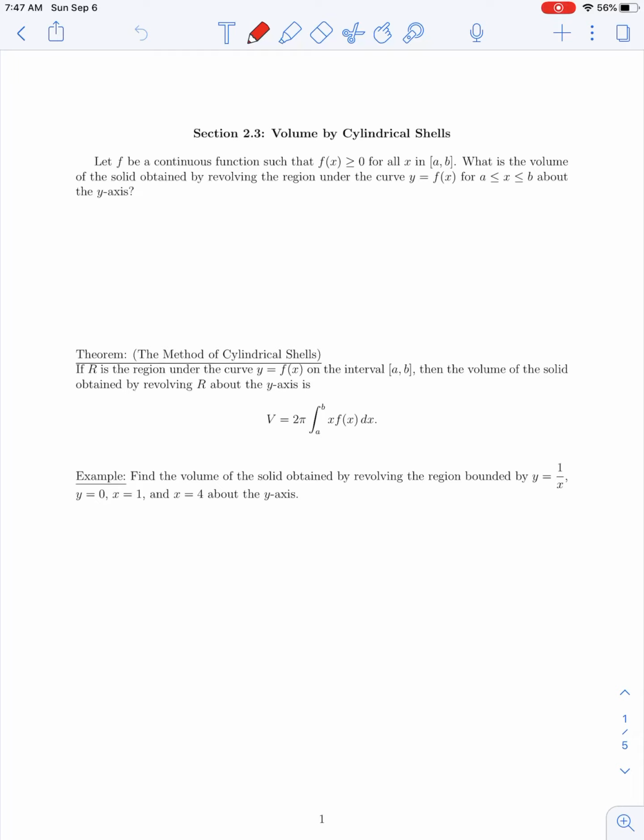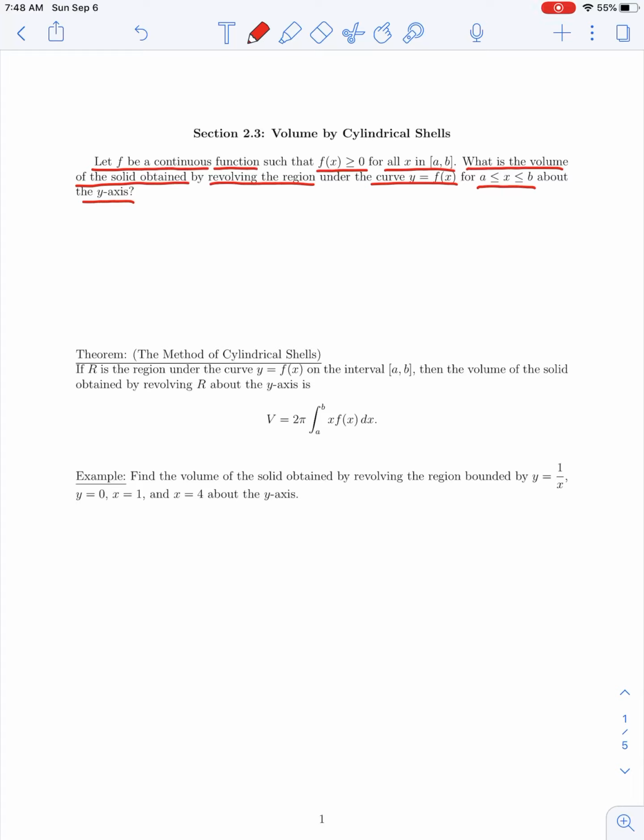So to motivate the problem that we're going to be considering throughout this section, let's pose the following question. Suppose that f is some continuous function such that f of x is non-negative for all x in some interval from a to b. So that is, the graph of this function f of x lies above the x-axis within that interval. And our question is, what would be the volume of the solid obtained by revolving that region under the graph of y equals f of x for values of x between a and b about the y-axis?